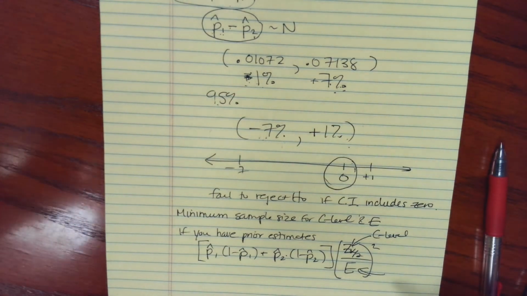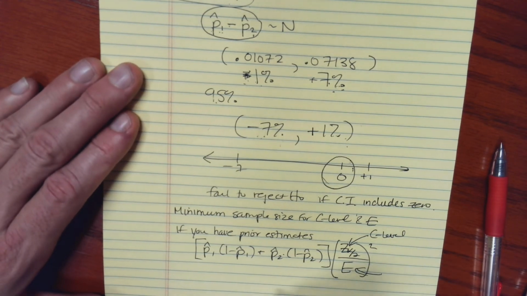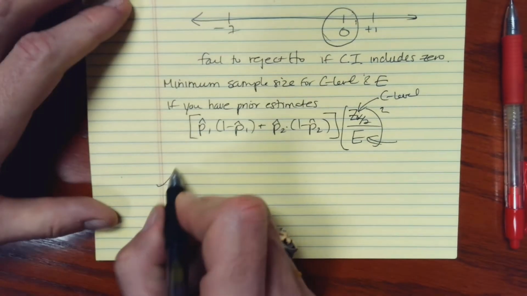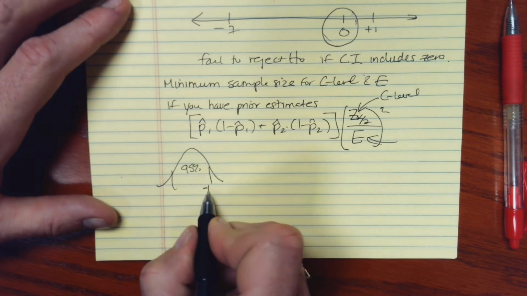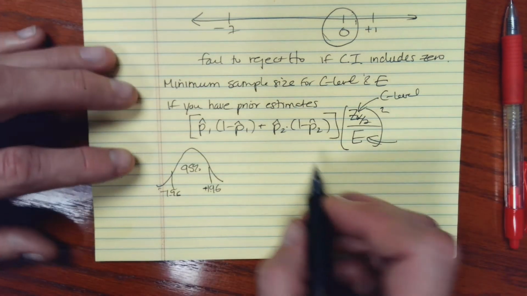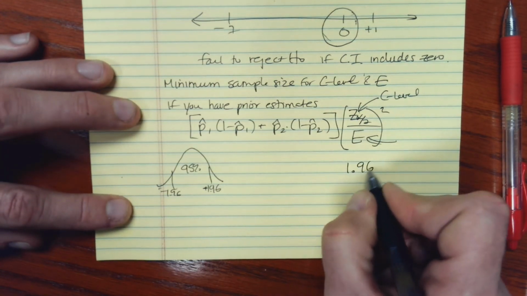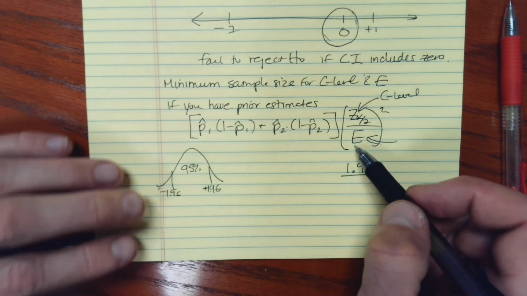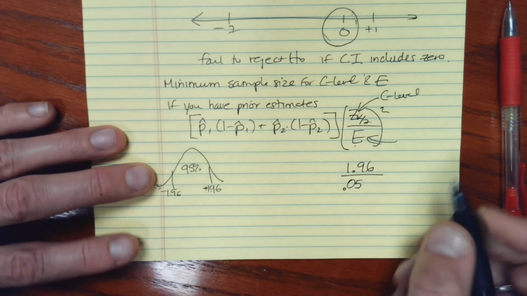So let's say that I wanted to estimate something with 95% confidence. If I've got 95% confidence, then I'm using positive 1.96 and negative 1.96. Those are my z of alpha over 2. So if I wanted to have 95% confidence, I can use 1.96. And let's say I wanted to make sure that my margin of error for the difference was no more than 5%. So I'll make this 0.05.